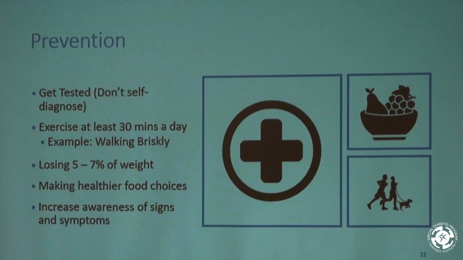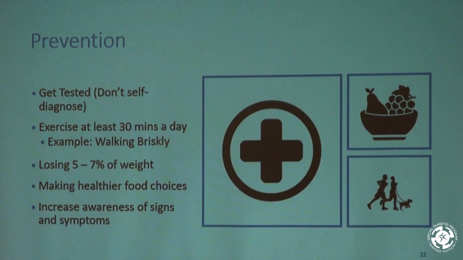So it's really important to exercise at least 30 minutes a day. Here it says example, walking briskly. Losing 5 to 7% of our body weight is also important. So if someone, let's say, weighs 200 pounds and they want to lose some weight, even losing at least 5 to 7% of that body weight is really good for them. And then also making healthier food choices.